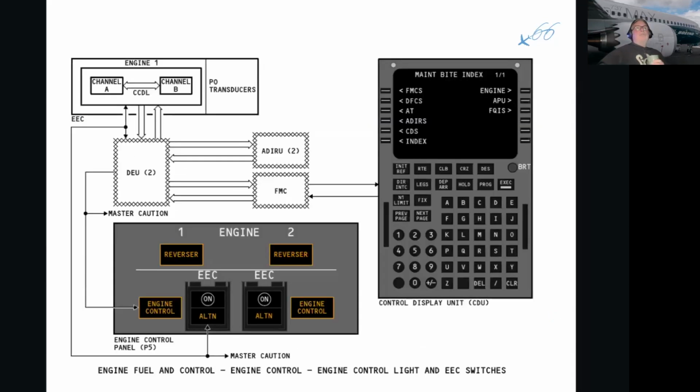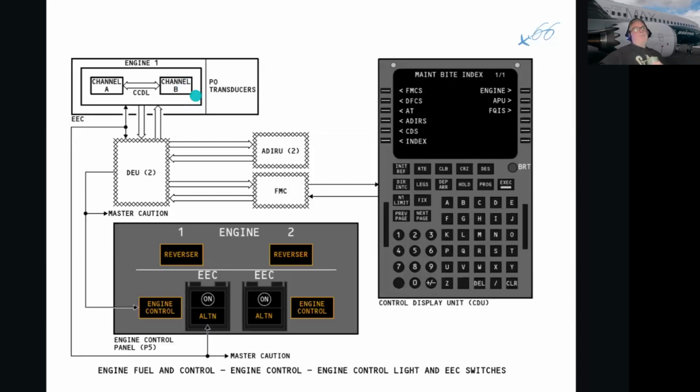So the EEC has two channels, A and B, as we saw. It's duplicated for redundancy, and they are always talking to each other via ARINC 429 through this cross-communication data link. So the data is duplicated. Whatever happens to channel A, channel B will be able to fully take over and fly the aircraft.